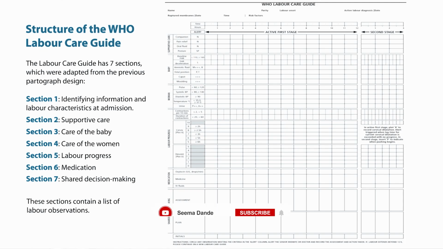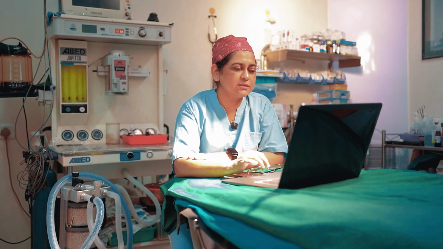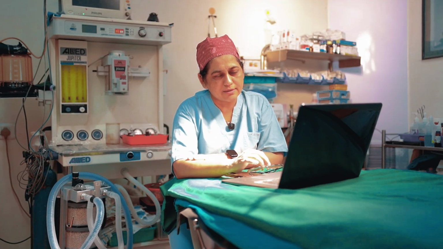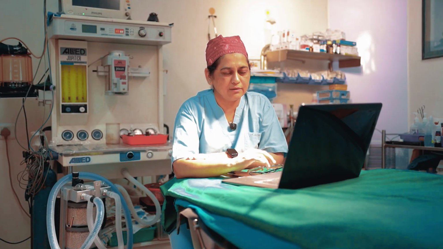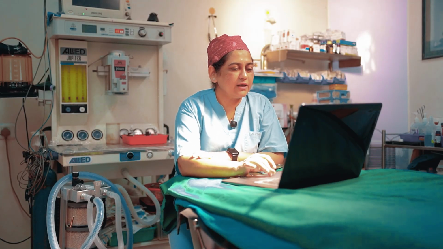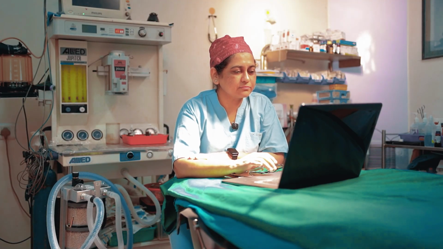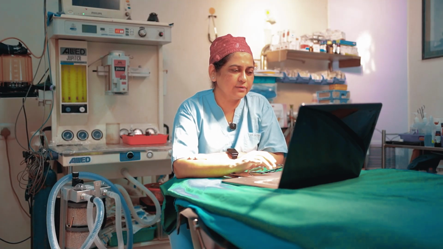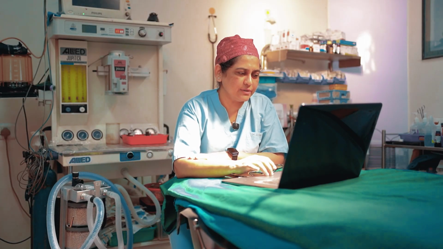The 5th section is about the labor care progress. In this, we see the contractions, the frequency of contractions and the duration of contractions. The difference is that in the previous partogram, the strength of contractions was also mentioned. In this, the strength has been omitted. We just have to see the contraction frequency and the duration, so if it is less than 2 or more than 5, and the duration of contractions less than 20 seconds or more than 50 seconds.